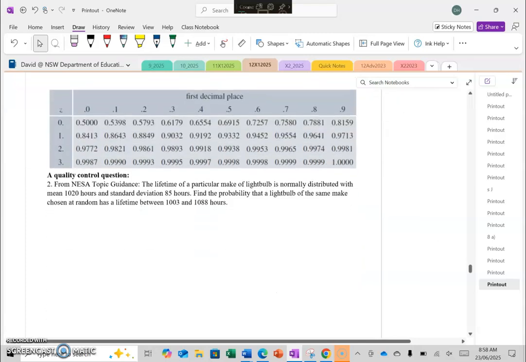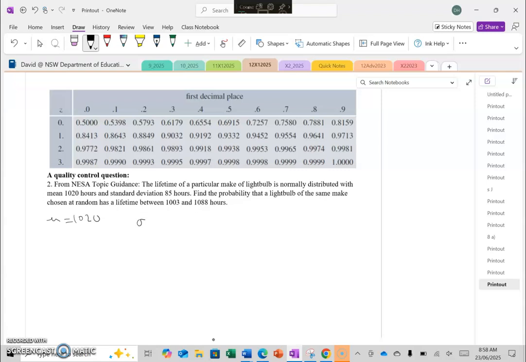Let's do one more. Another NESA question. The lifetime of a particular make of light bulb is normally distributed. The mean is 1,020 hours. The standard deviation is 85 hours. Find the probability that a light of the same make, chosen at random, has a lifetime between these hours. Okay, so let's work out the Z scores that represent that. So a score of 1,003 and a score of 1,088.